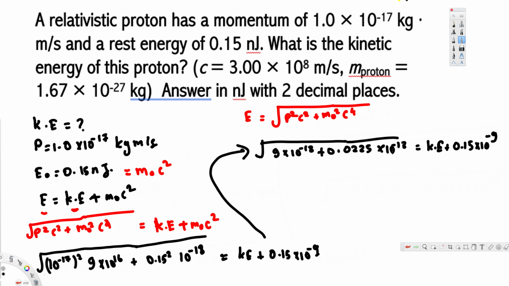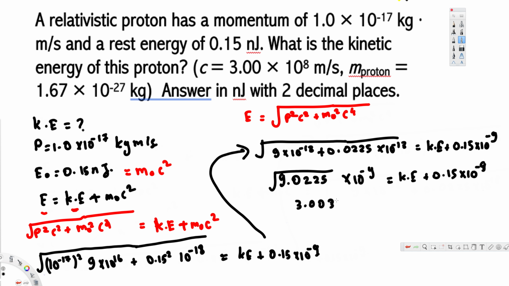Now let's try to simplify this one. Here we have the same power, so we can add them together. This is going to become 9.0225, and this 10 to the power of minus 18 is going to be multiplied, but we can take this one out of the square root. If we take this out of the square root, that's going to be 10 to the power of minus 9. And on the other side we have kinetic energy plus 0.15 times 10 to the power of minus 9. If we square root this 9.0225, that's going to give us 3.0037 times 10 to the power minus 9. And on the other side we have kinetic energy plus 0.15 times 10 to the power minus 9.